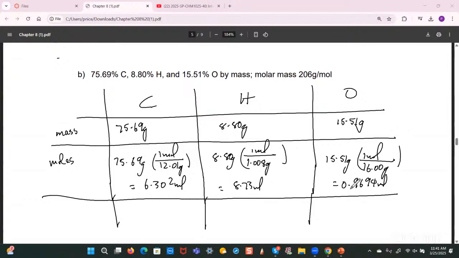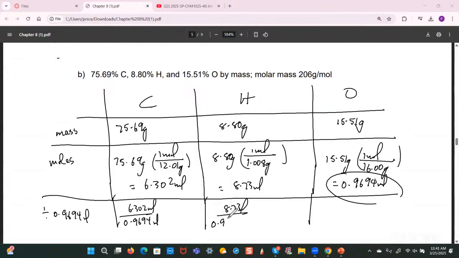Exactly. So the smallest number is that right there, right? So we're going to divide right through by 0.9694 moles. So that is 6.302 moles divided by 0.9694 moles. Here we're going to divide 8.73 moles by 0.9694 moles. And this divided by itself will give you 1, all right?